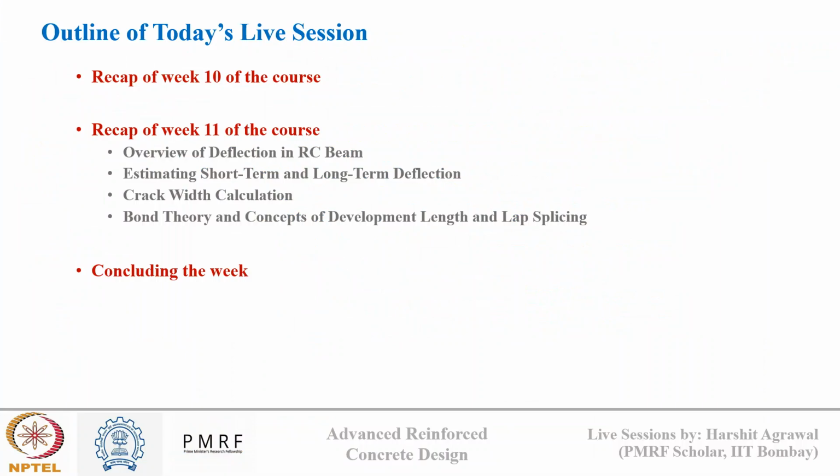After this, we will talk about crack width calculation in a reinforced concrete section, and we'll see how crack width can change based on the location on the RC section. And finally, we'll talk about the bond between steel reinforcement and concrete, the different factors which can influence the bond stress, how bond failure occurs, and what the concept of development length and splicing and its design is.